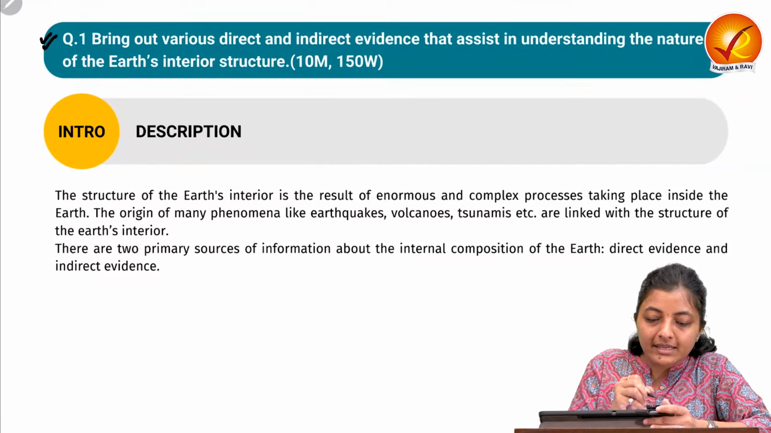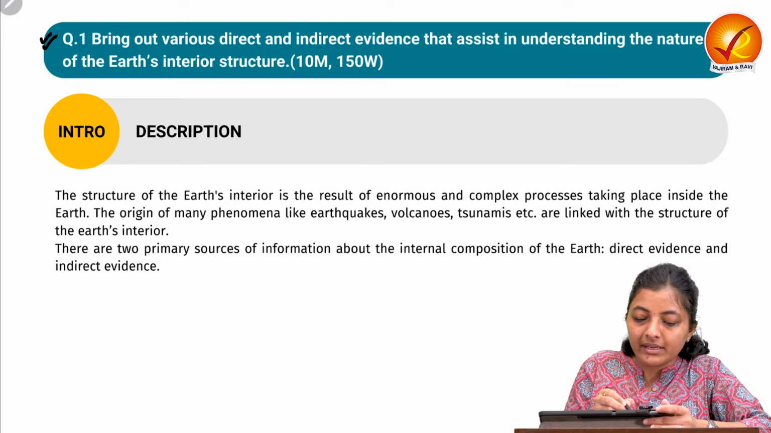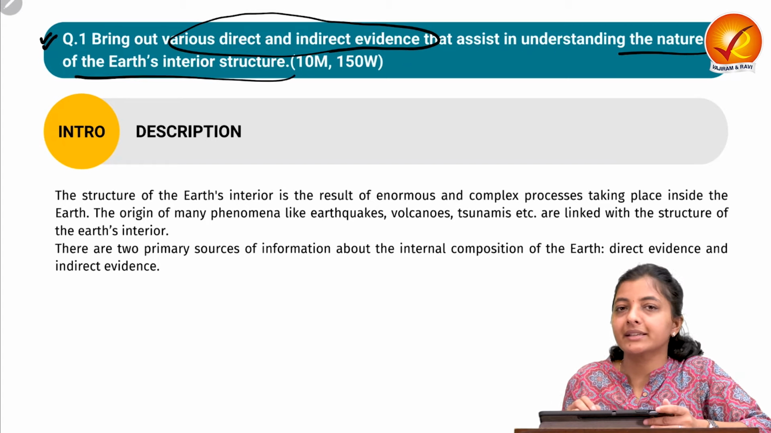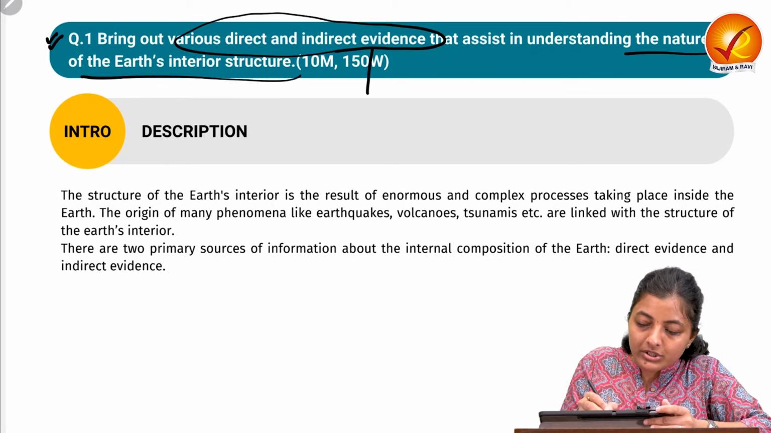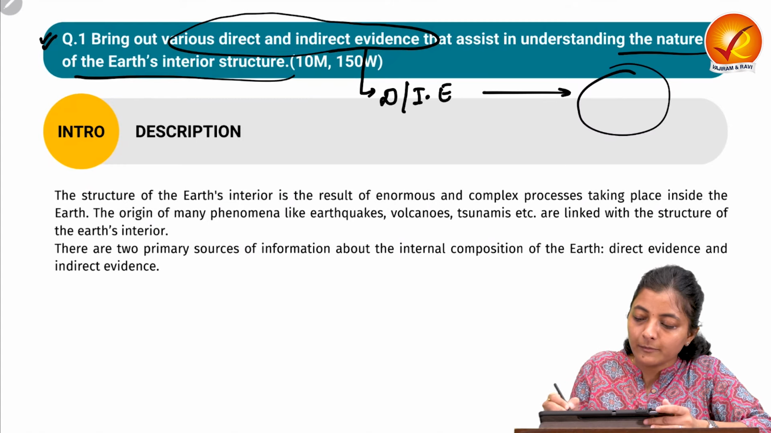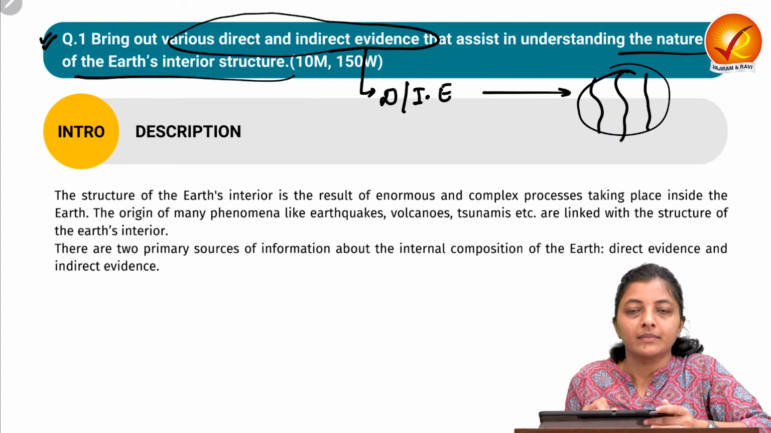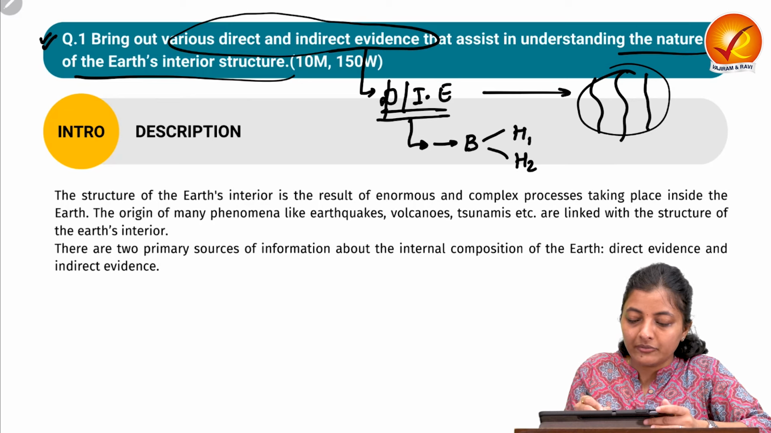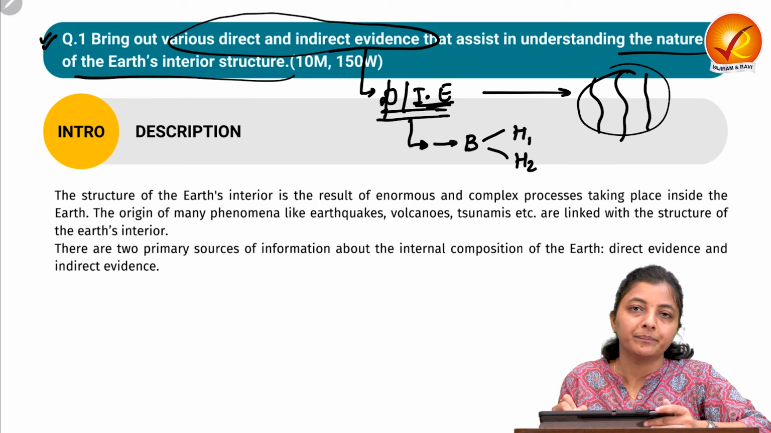First question says that we need to bring out the various direct and indirect evidences that assist in understanding the nature of Earth's interior structure. So the question's demand is about direct and indirect evidences to tell us about the Earth's interior. We have to cater to this demand in detail in the body part, under two different headings. First is direct and second is indirect.